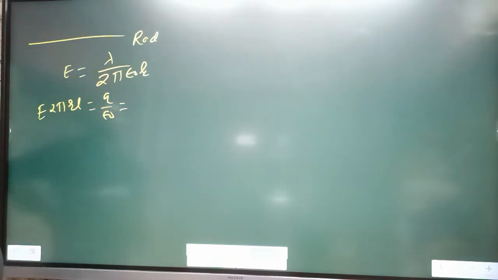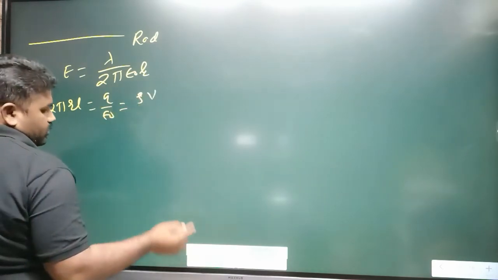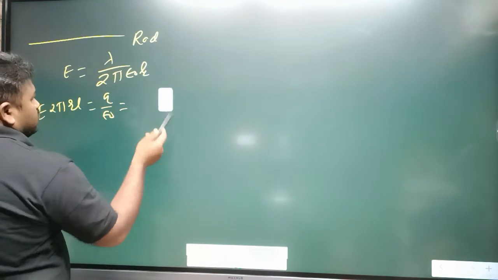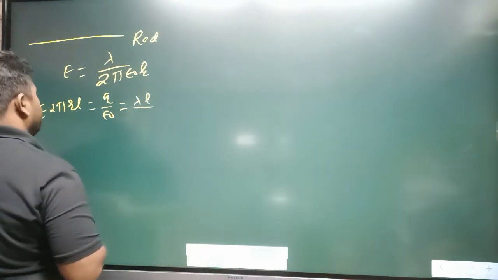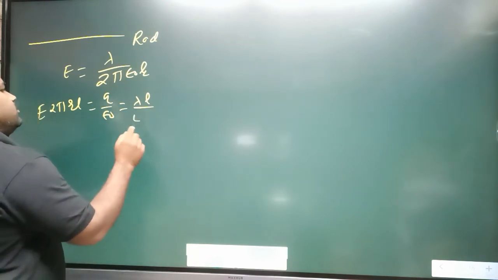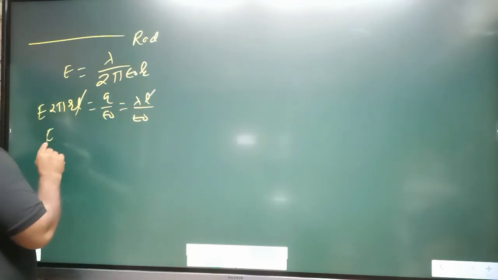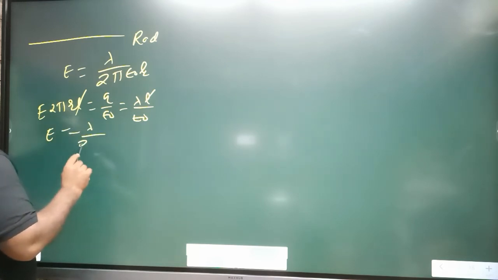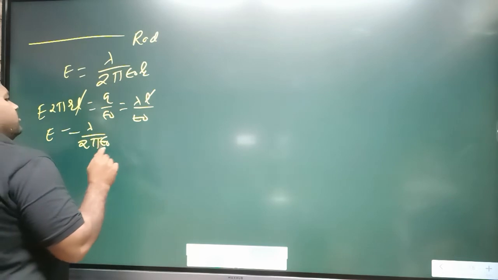But here system is a rho into v, but here system lambda L only upon epsilon naught. L gets cancelled. E is equal to how much? Lambda upon 2 pi epsilon naught r.